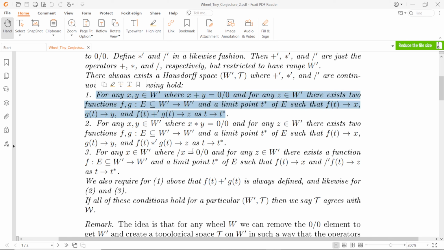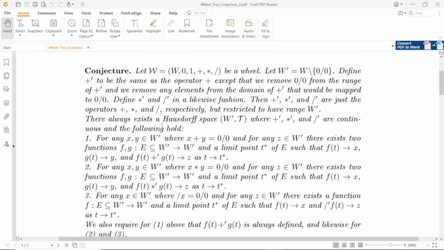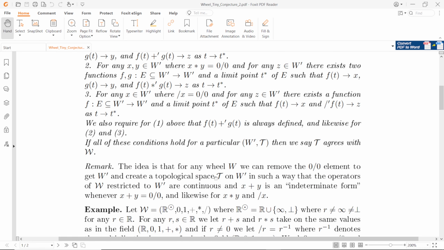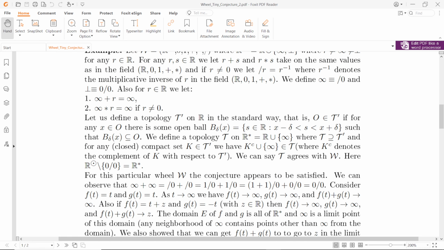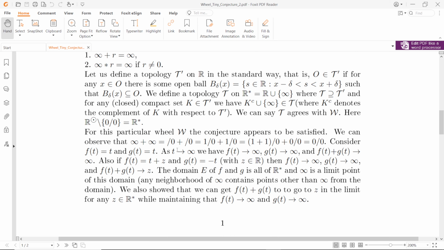I'm showing that it is satisfied in this particular case where x equals infinity, where y equals infinity, and where the wheel that we're talking about is the wheel of real numbers, and where w prime is r star, the reals plus infinity, and where the Hausdorff space in this case is the topology that I described on r star. Does that all make sense? And then, of course, infinity is a limit point. So the domain of f and g is all of r star, and indeed, infinity is a limit point of that domain.